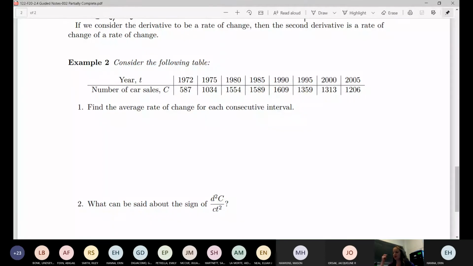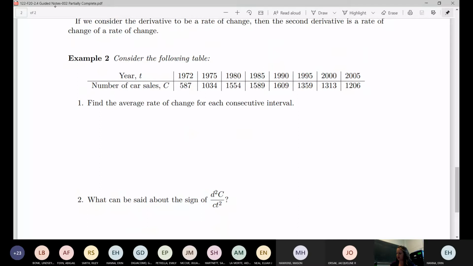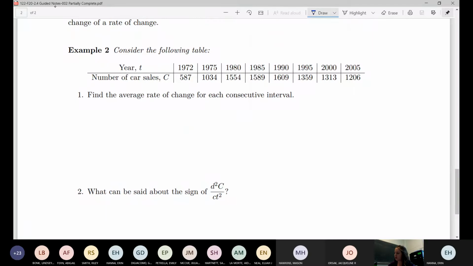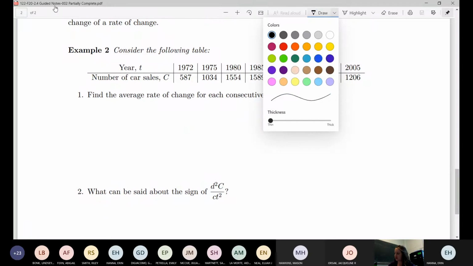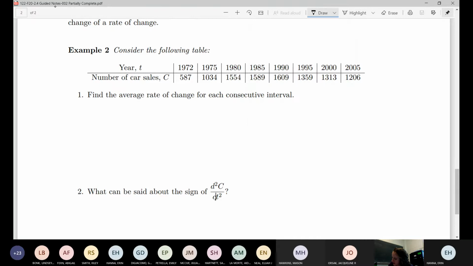So say we have this table here, in years and numbers of car sales, and eventually we want to work up to talking about the second derivative. There was also a small typo on here that I forgot to fix. That should be dt squared in the denominator, because it should be the second derivative. But what we have in this table is essentially the original function, if you will.